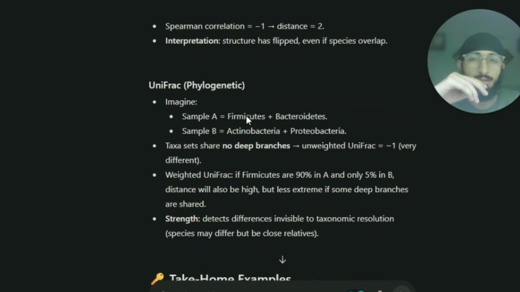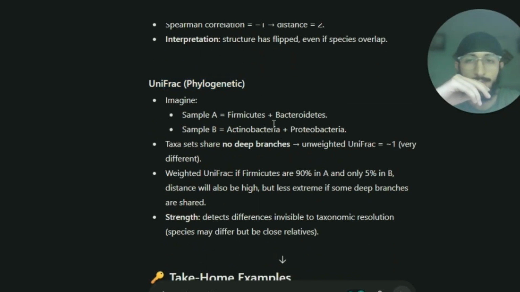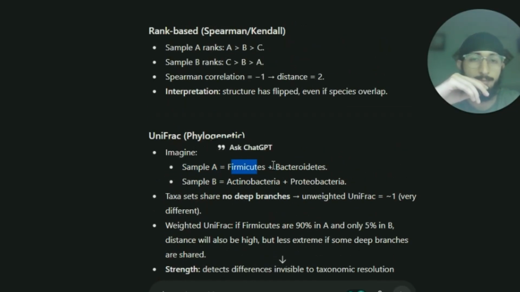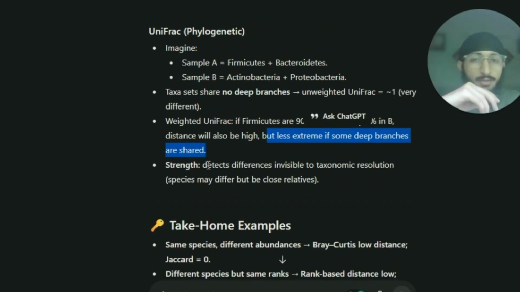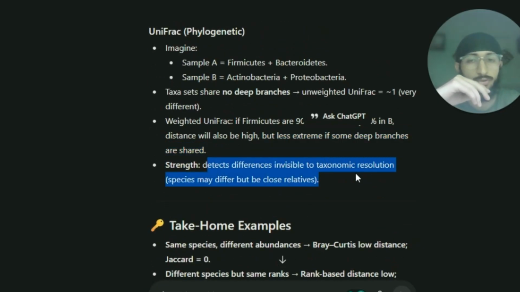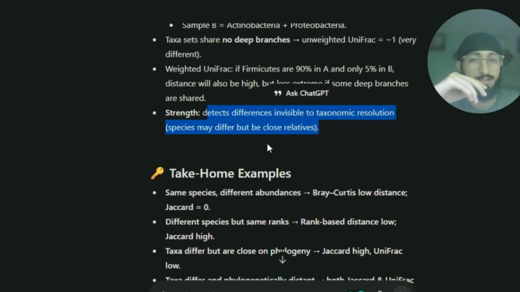Then we have the rank based. We won't discuss this. UniFrac also we have. So imagine sample A is Firmicutes and Bacteroidetes. Sample B is Actinobacteria plus Proteobacteria. Taxa sets share no deep branches. That is, unweighted UniFrac is almost equal to 1. Very different. Weighted UniFrac, if Firmicutes are 90% in A and only 5% in B, the distance will also be high but less extreme if some deep branches are shared. Strength: it detects differences invisible to taxonomic resolution. Species may differ but be close relatives.